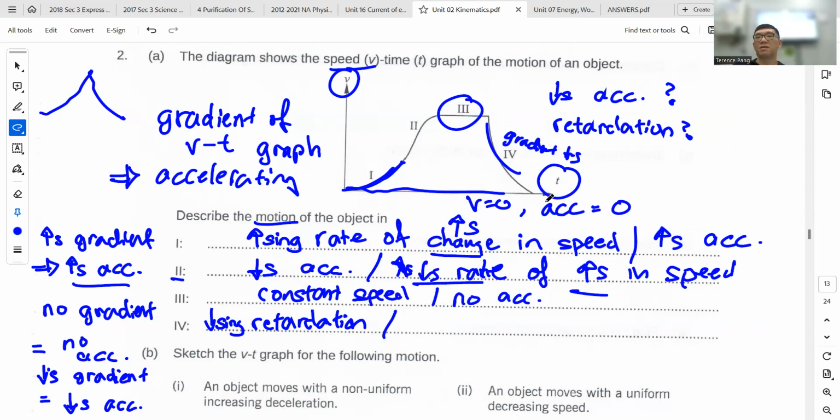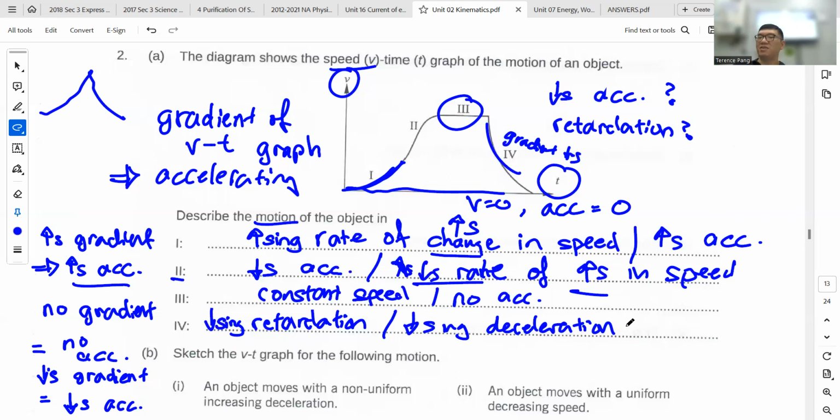Okay, so can I just put non-uniform retardation? No, you cannot. You have to put decreasing. So non-uniform decreasing retardation, or you can just say decreasing deceleration. Because I put non-uniform deceleration to full stop. Yeah, so here's the thing. If you put non-uniform, it can be increasing or decreasing, so you've got to specify it. Non-uniform decreasing deceleration, or you could just put decreasing deceleration.